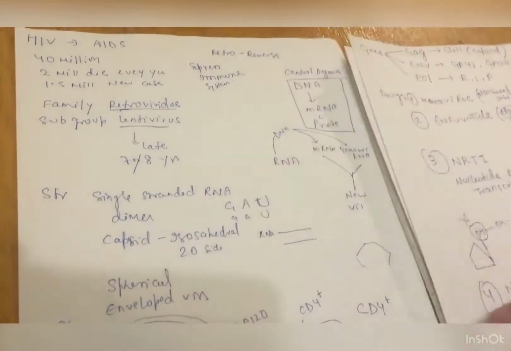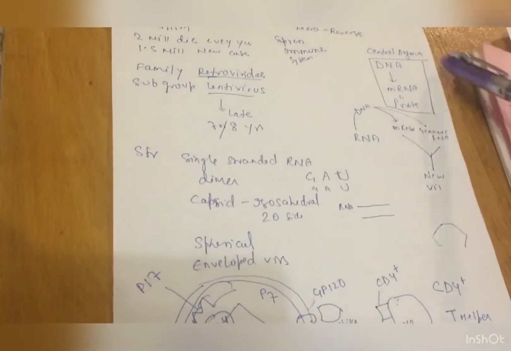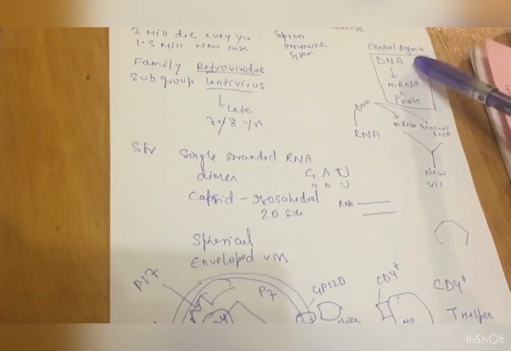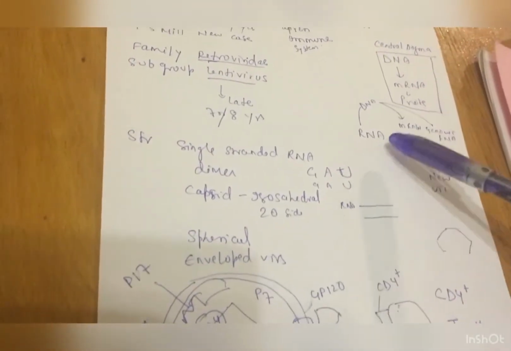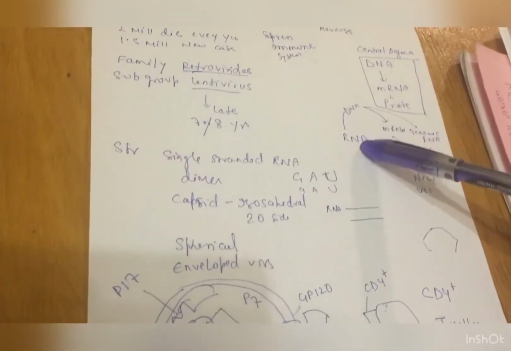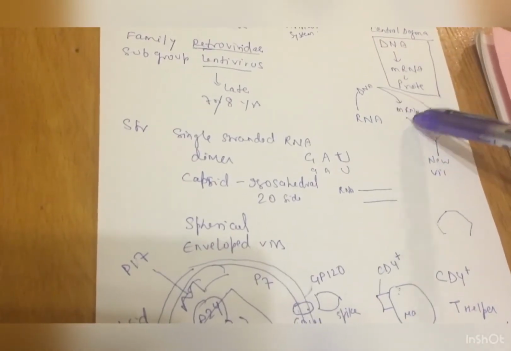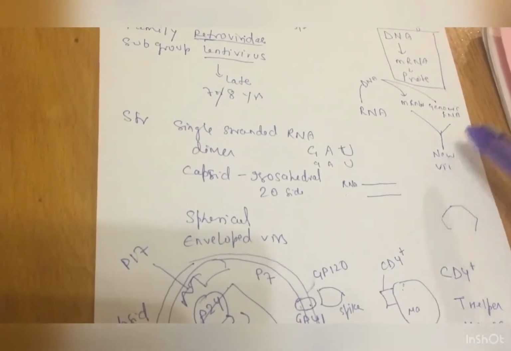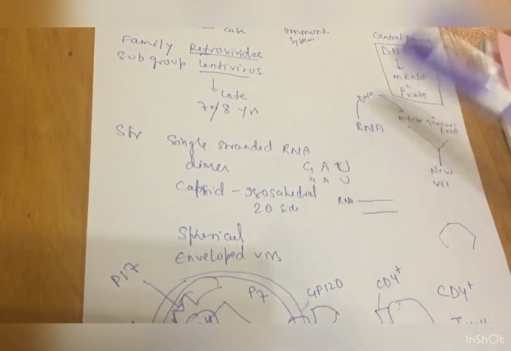Retro means reverse. According to the central dogma of biology, from DNA there is formation of mRNA, and from mRNA formation of protein. But in this case, the gene of this virus is RNA, which is reverse transcribed into DNA, and from DNA there is formation of mRNA and genomic RNA, and formation of new virus. Here one enzyme is working, that is reverse transcriptase enzyme.